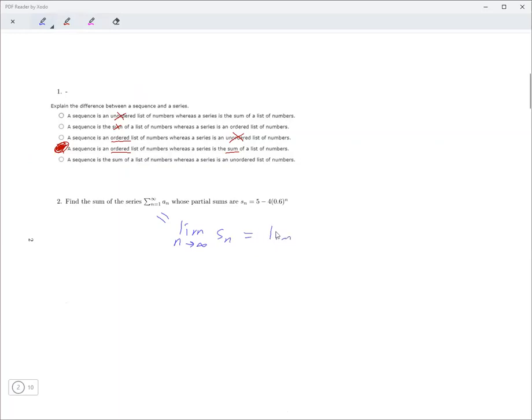Okay, so all you have to do is take the limit. The limit as n goes to infinity of this. Okay, so what happens as n goes to infinity, as n gets larger, what happens to this? You're taking 0.6 and raising it to larger and larger powers. What happens to it? Anybody want to take a guess? Or anybody have an idea?